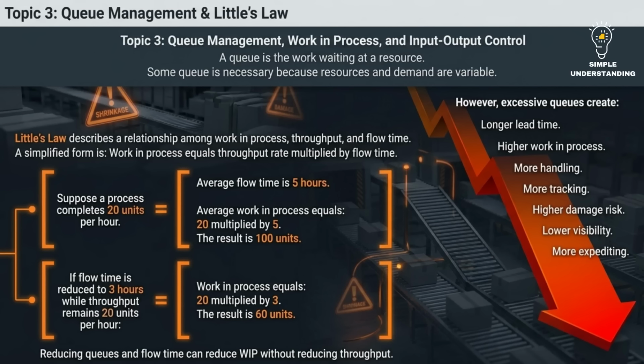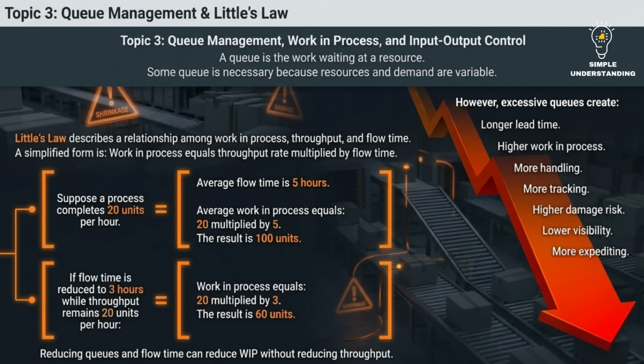Topic 3. Queue management, work in process, and input-output control. A queue is the work waiting at a resource. Some queue is necessary because resources and demand are variable. However, excessive queues create longer lead time, higher work in process, more handling, more tracking, higher damage risk, lower visibility, more expediting. Little's law describes a relationship among work in process, throughput rate, and flow time.